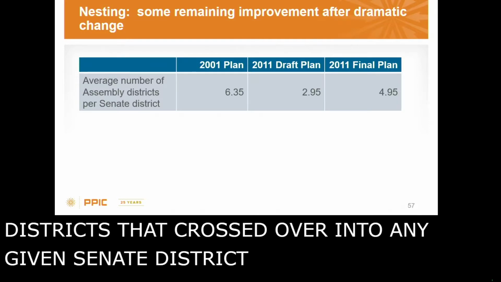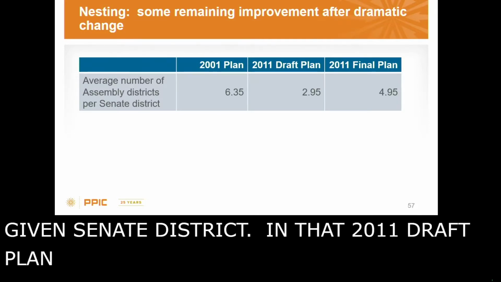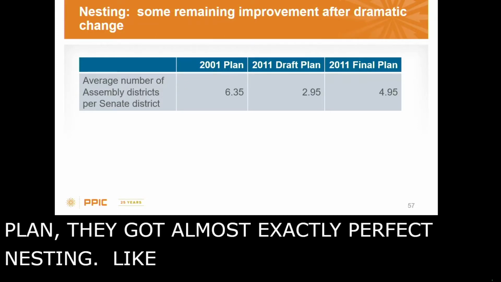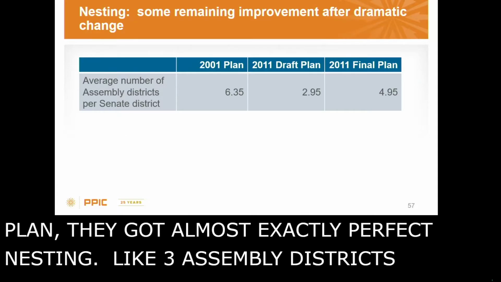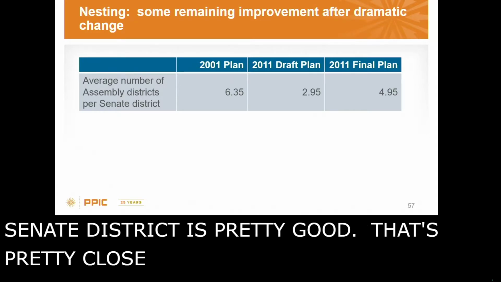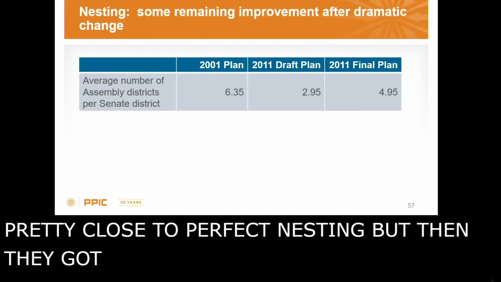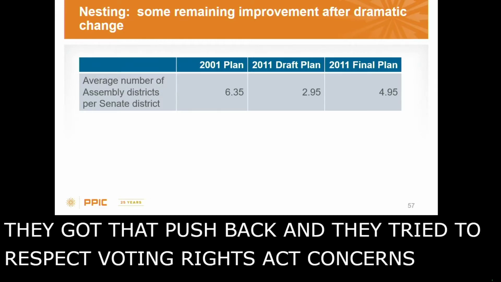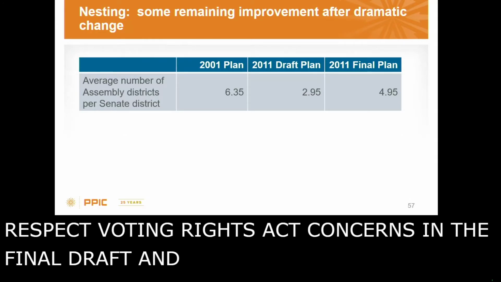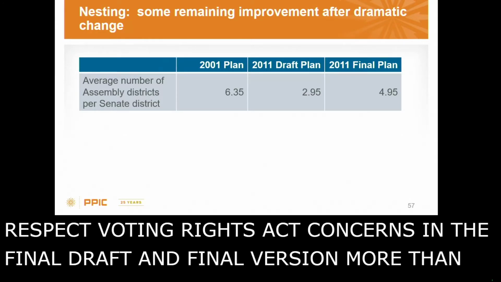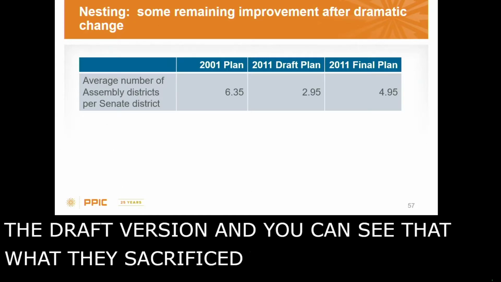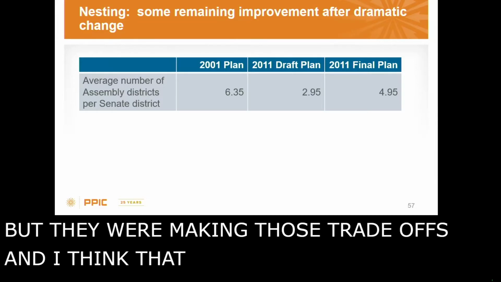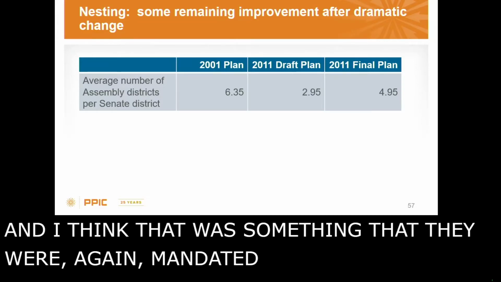In that 2011 draft plan, they got almost exactly perfect nesting. Like 3 Assembly districts per Senate district, that's pretty close to perfect nesting. But then they got that pushback. And they tried to respect Voting Rights Act concerns in the final version more than in the draft version. And you can see that what they sacrificed as a result was nesting. But they were making those trade-offs, and I think that was something they were mandated to do, so it was an appropriate decision.